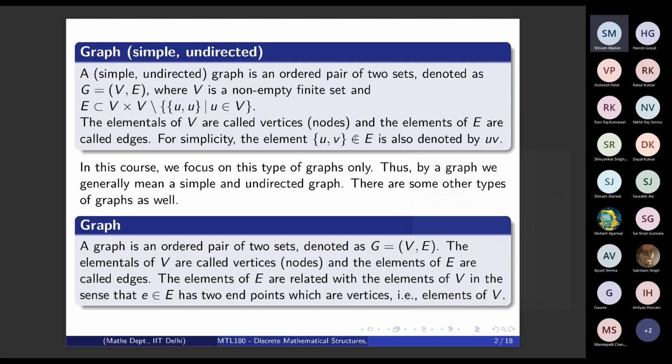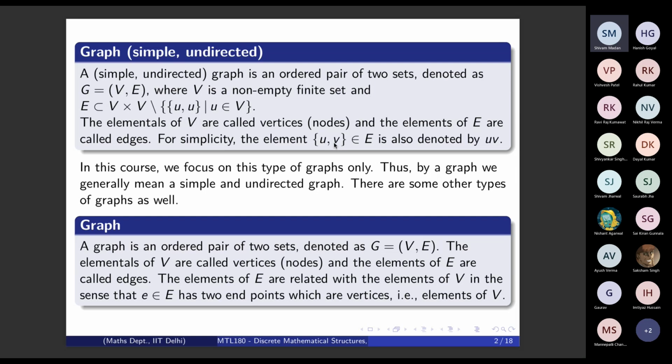That two elements are from the set V, and these are called the end points or end vertices. So a simple graph is an ordered pair V comma E, where V is the set of vertices, E is the set of edges, and the relation is that the endpoints of the edges are vertices only. This is called a simple graph.